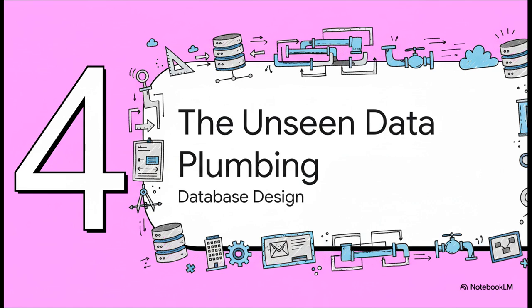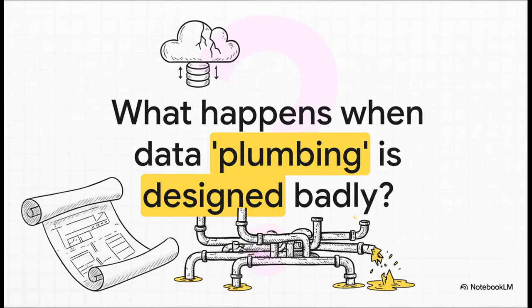All right, now we're headed into the basement for the most critical part, the stuff you never actually see. Section 4, the unseen data plumbing. We are talking about the database, the hidden network of pipes that carries all the information through the system. So what happens when that plumbing is a total mess? I mean, what if the pipes are all crossed up, or data is just stored in all the wrong places? Well, you get leaks, you get errors, you get completely unreliable information.